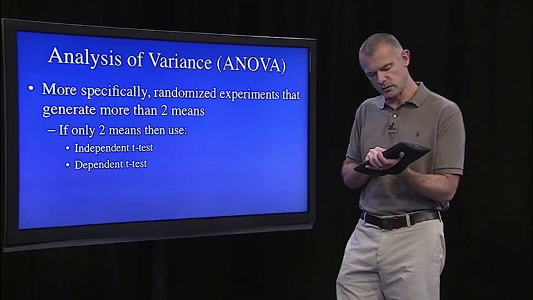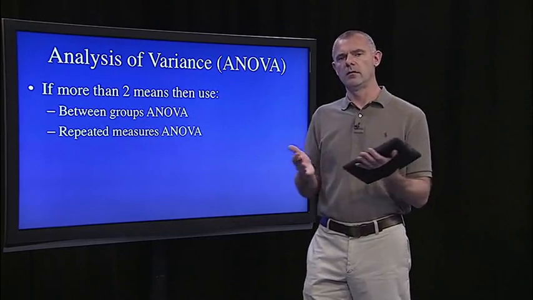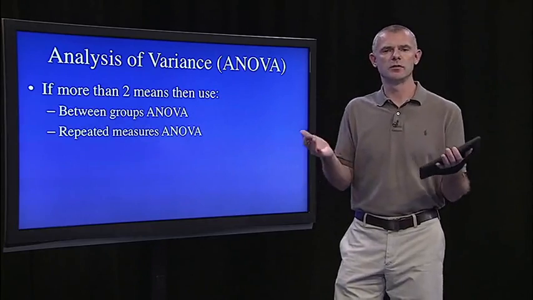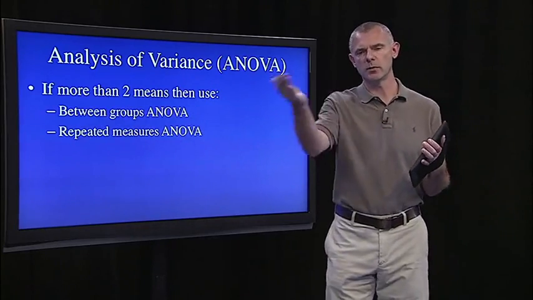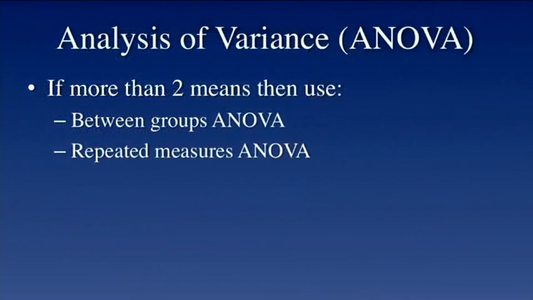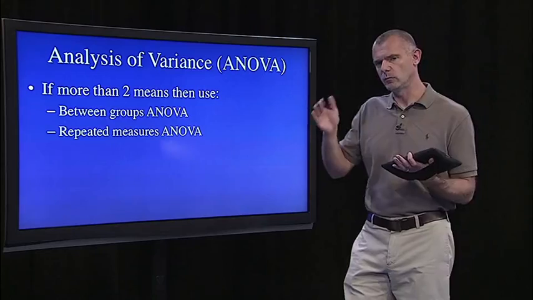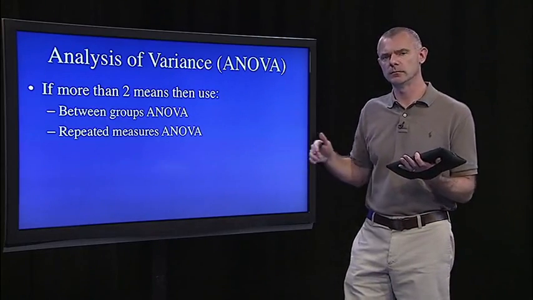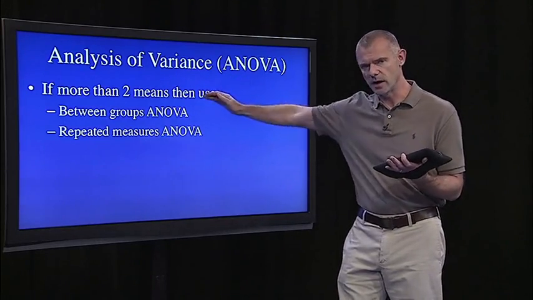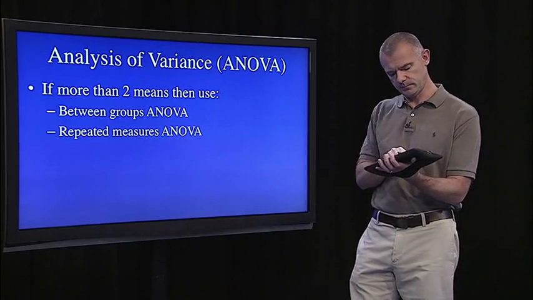What ANOVA allows us to do is compare as many conditions or as many groups as we want. So we could have multiple groups or multiple conditions. If they're independent groups, so separate groups of subjects in each condition in the experimental design, then that's a between groups ANOVA. If they're the same subjects measured repeatedly, like over time, then we'll use a repeated measures ANOVA. So this is analogous to the independent t-test and the dependent t-test.